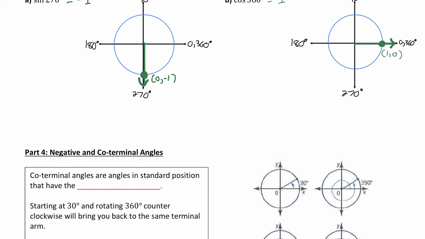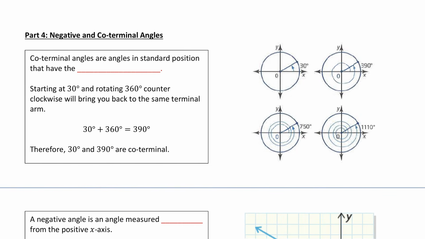We have a couple more quick things to learn before this lesson is over. Negative and coterminal angles. Let's start with coterminal angles. Coterminal angles are just angles that have the same terminal arm. And because they have the same terminal arm, all their ratios are going to be equal to each other. So for example, if I rotate 30 degrees, or if I do 360 more degrees from there, that would be 390. Or another 360, that would be 750. And then another 360 would be 1110.